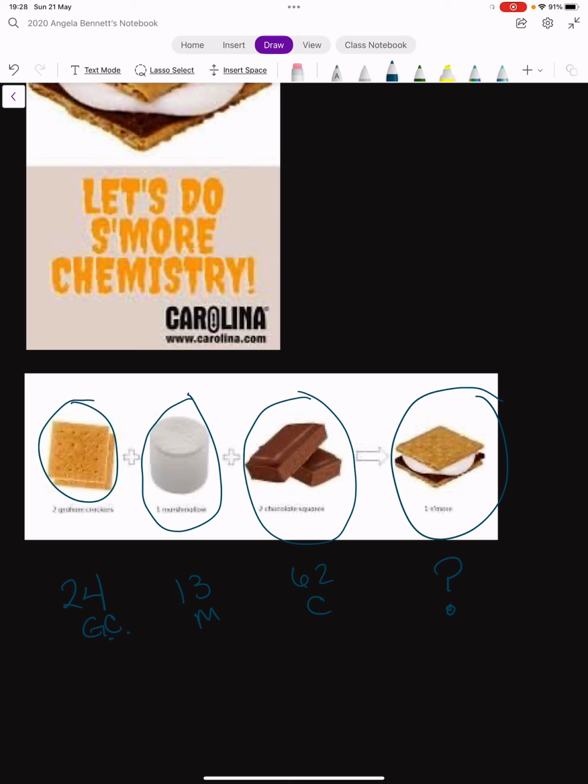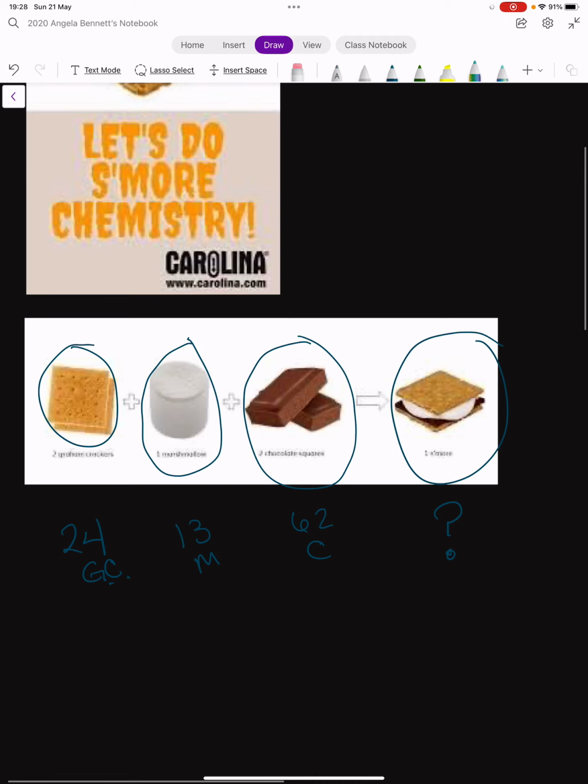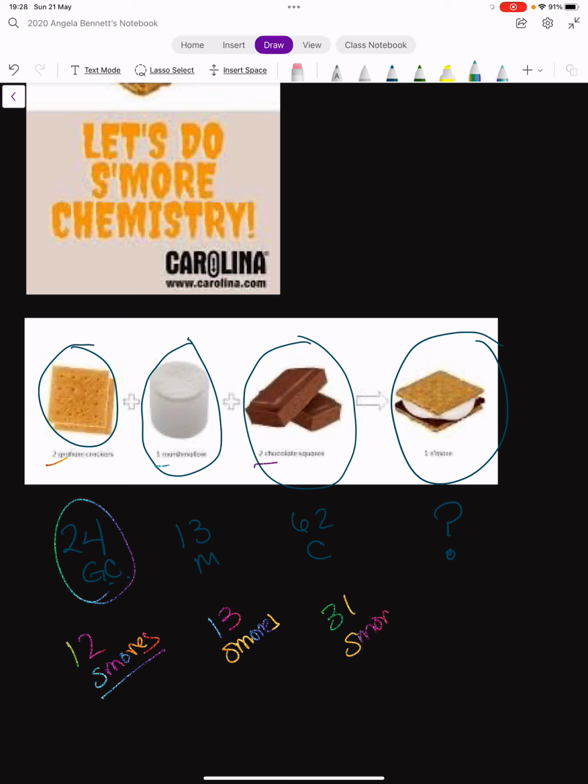Okay, I think most of you can probably do this very quickly in your head, but if it takes 2 graham crackers and I have 24 graham crackers, then that means I can get 12 s'mores from my graham crackers. If I have 13 marshmallows and I only need 1 of those, then that means I can get 13 s'mores from the marshmallows. And if I have 62 pieces of chocolate and I only need 2 to make my s'more, then that means I can get 31 s'mores from the chocolate. So that's from each one of those ingredients that make up the s'more: the graham cracker, the marshmallow, and the chocolate.